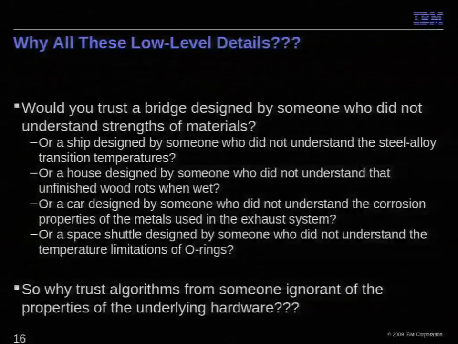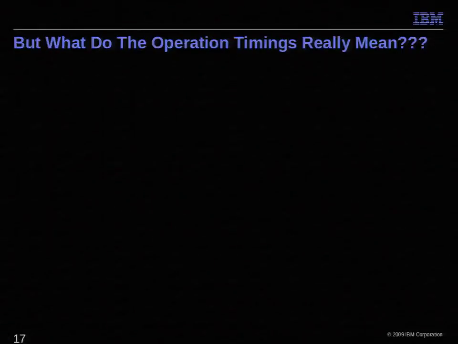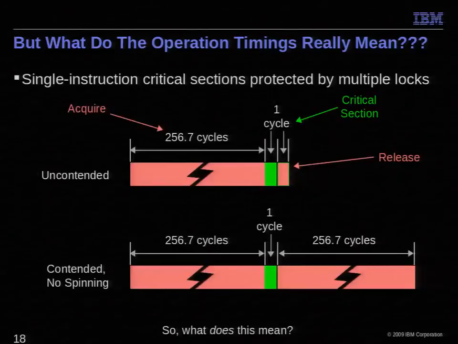And I would suggest that you might not want to trust a parallel algorithm written by somebody that did not understand this. And for the examples, and for the reasons shown on the charts earlier, where the throughput just dropped off catastrophically. All right, but the other thing is, why is this happening? What do these really mean?